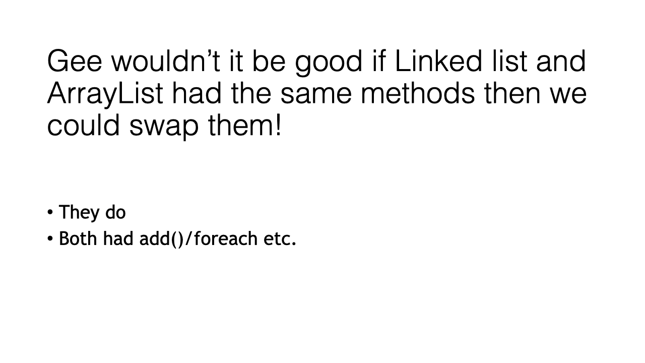Gee, they say, wouldn't it be great if linked lists and array lists had the same methods and we could just swap them out? It's kind of like having an engine, and you pull one engine out and pop another engine in, and if the components are modular, they will work. I mean, they're very similar. They both have an add, an insert, a remove, all these items. So in fact, there is.